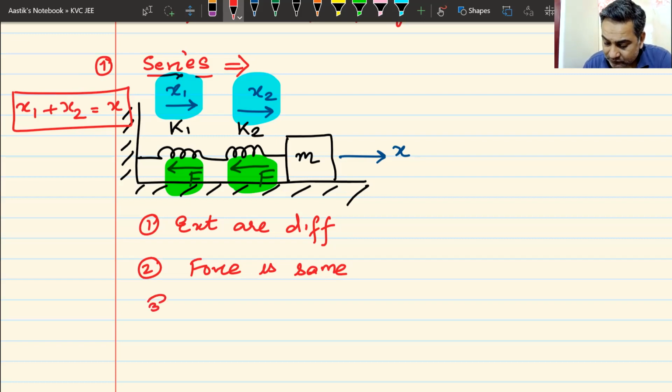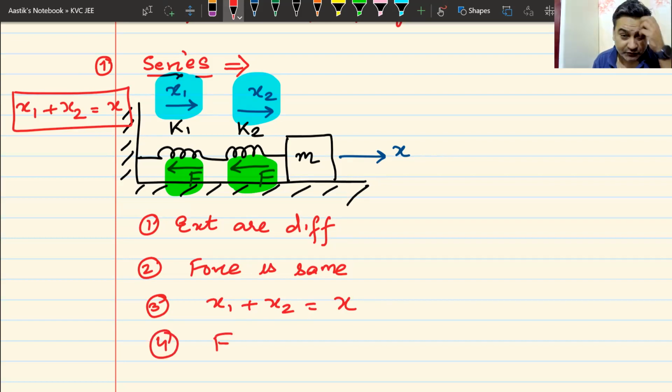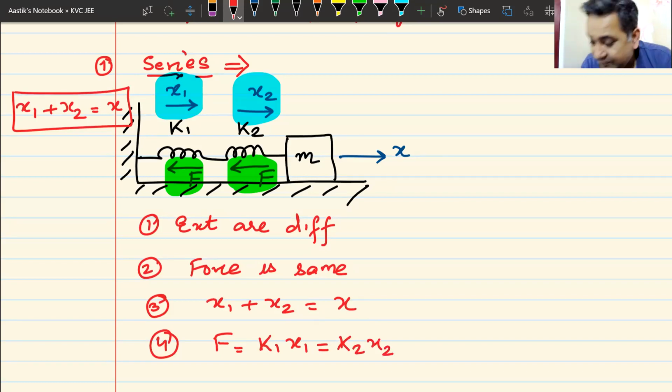Point number three, x1 plus x2, extension in both the springs will be equal to x, the total extension. Remember that. Point number four, if I talk about F, which is the force in the spring, that will be equal to K1 into X1. That will also be equal to K2 into X2. These are the points that you must remember about the series combination.